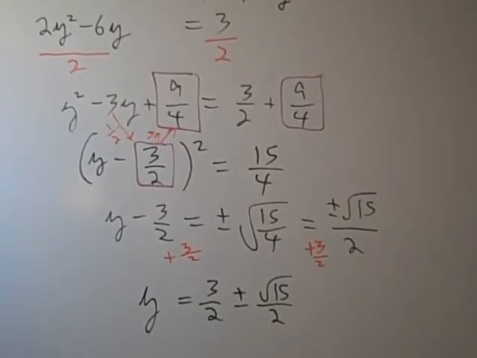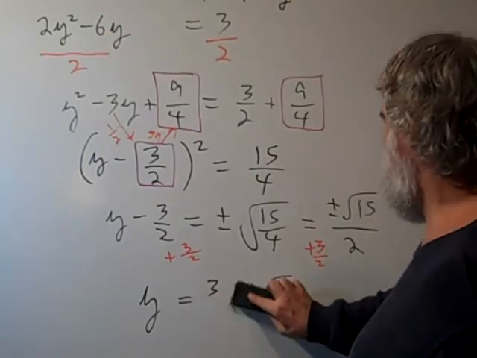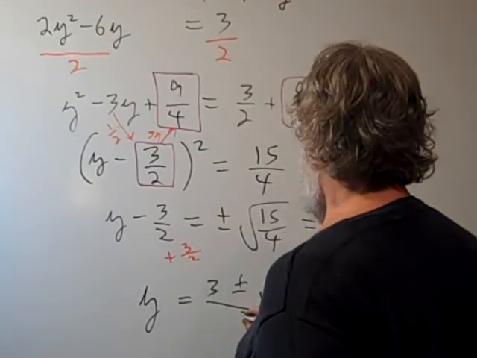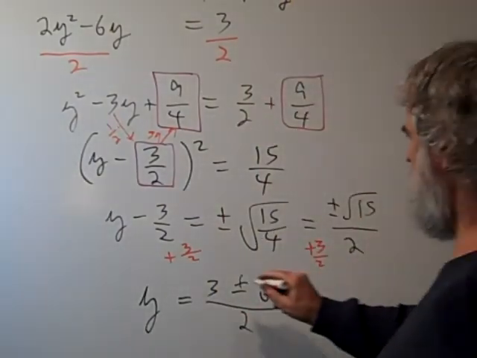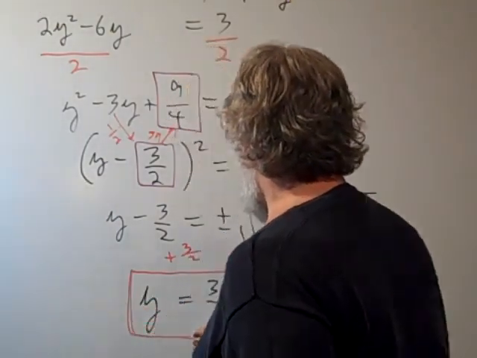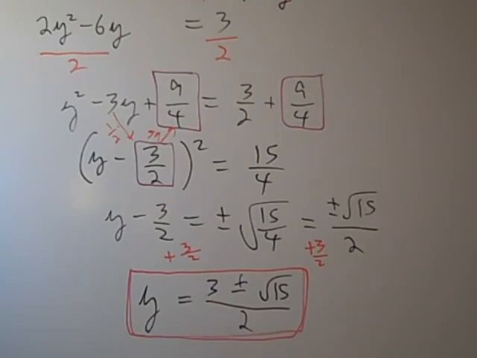And notice that they have the same denominator, so we can combine these under a common denominator and write it as 3 plus or minus the square root of 15 over that common denominator of 2. So this time our quadratic equation has two real solutions. One by taking the plus sign in the middle there, and the other by taking the minus. 2 real numbered solutions to this quadratic equation.